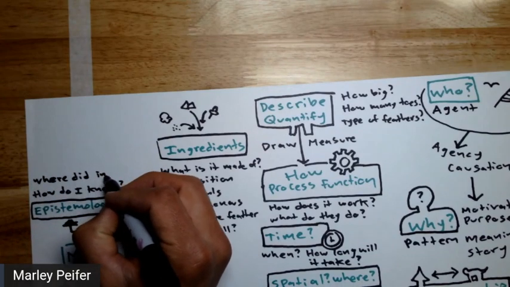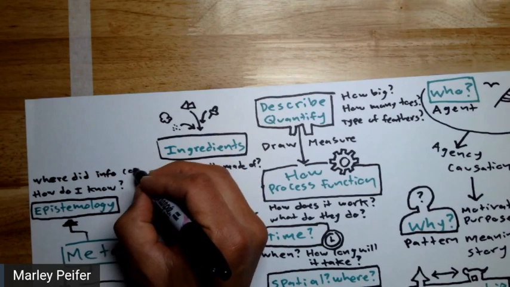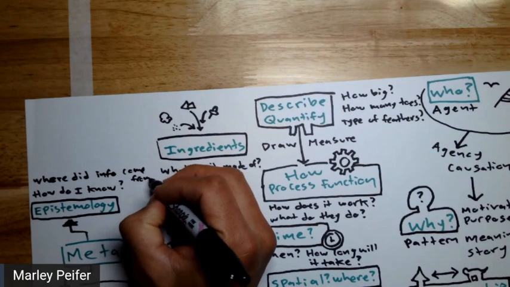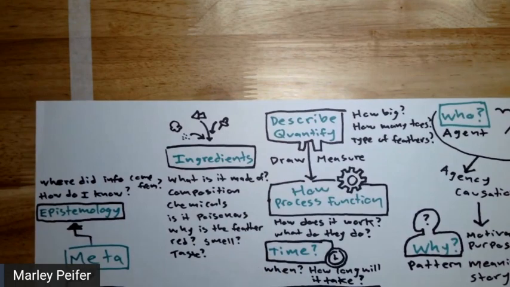Where did info come from? I'm running out of space.